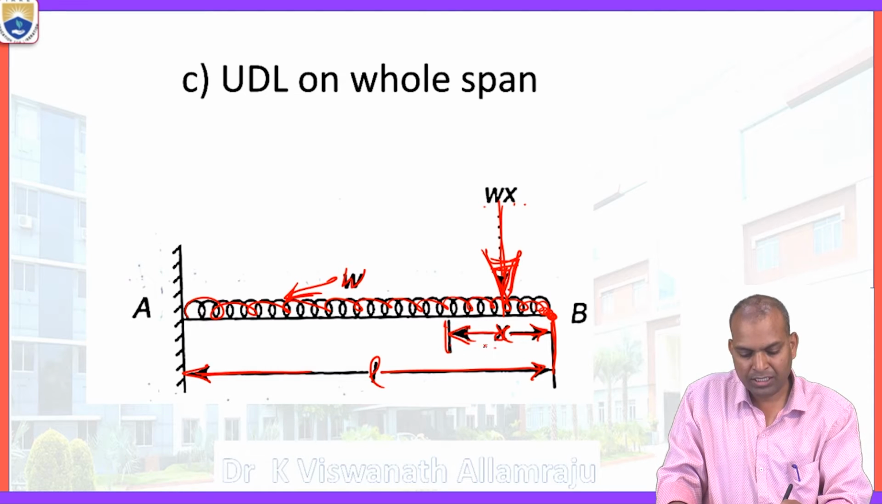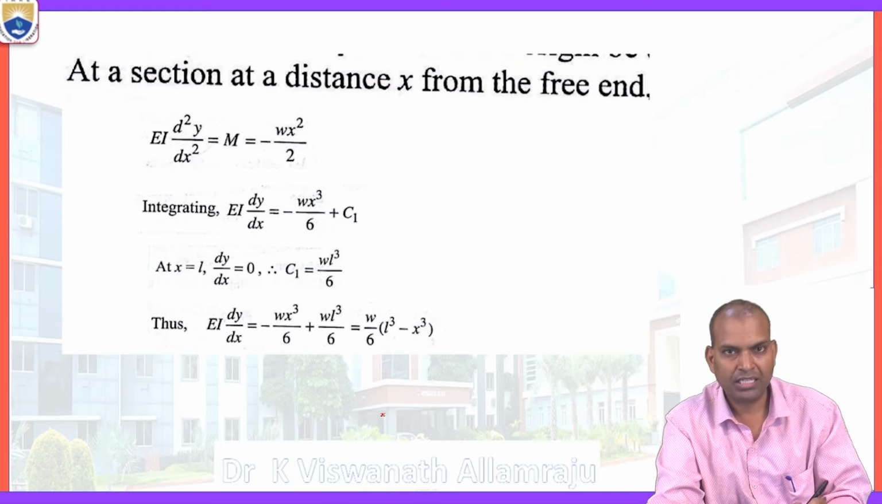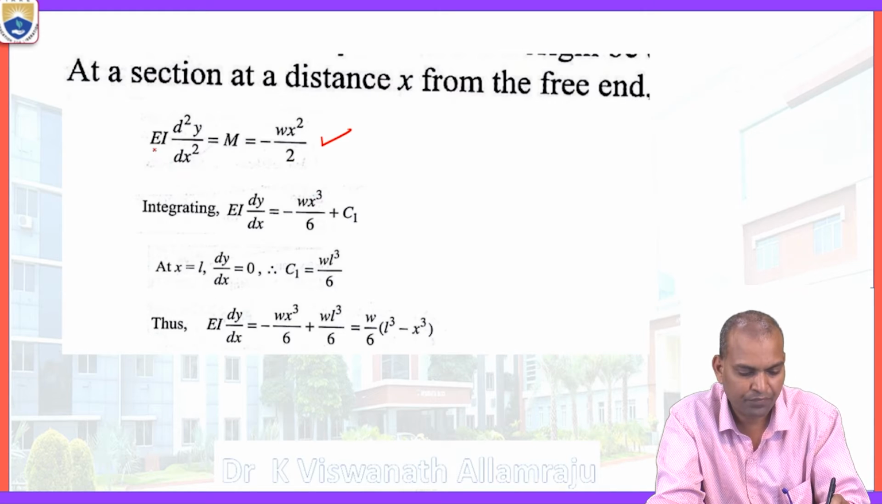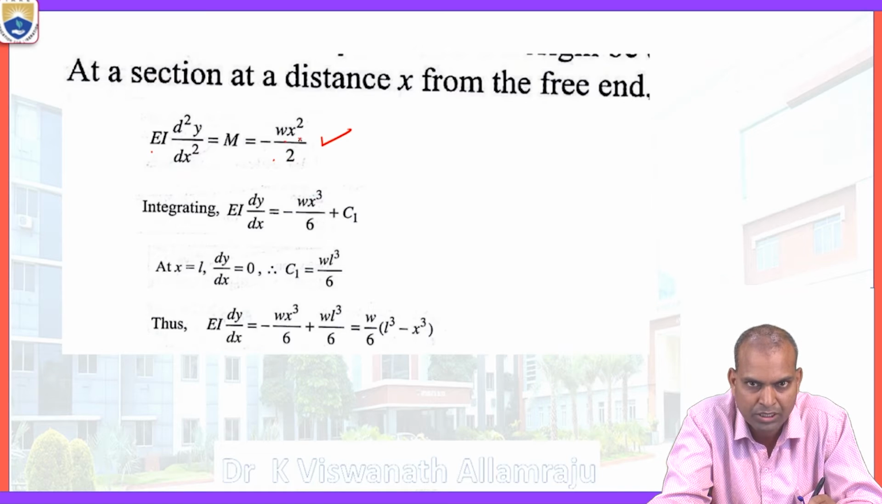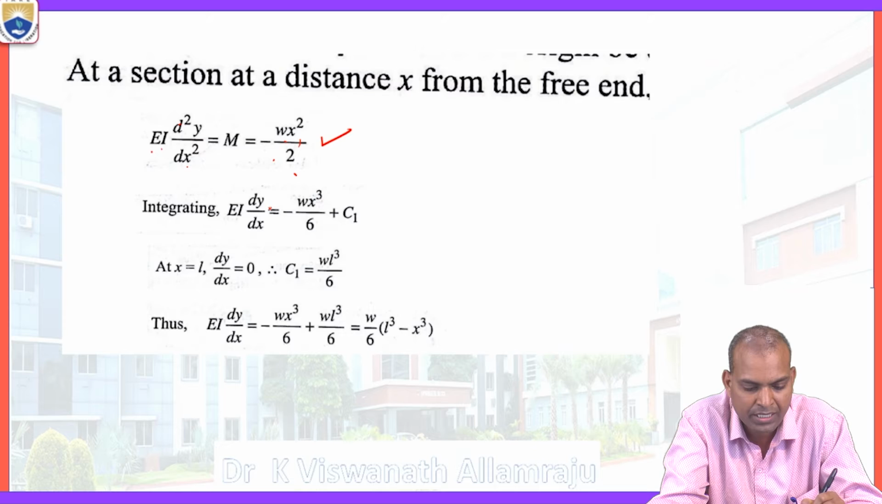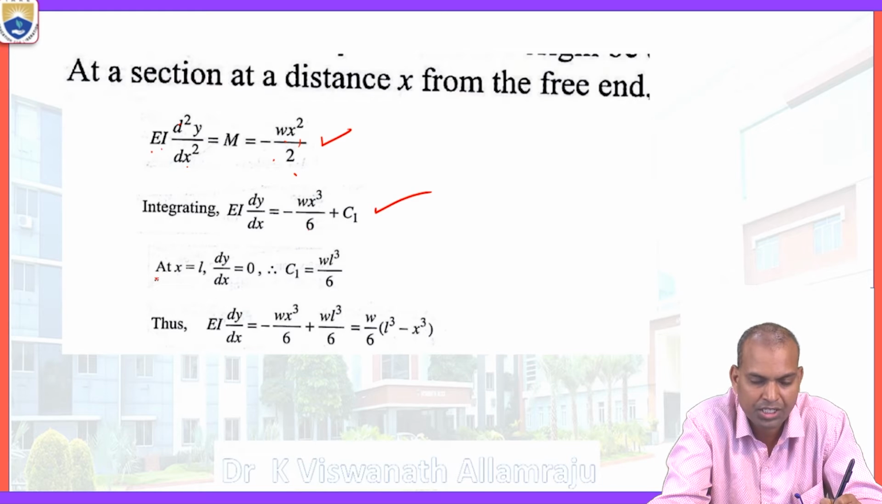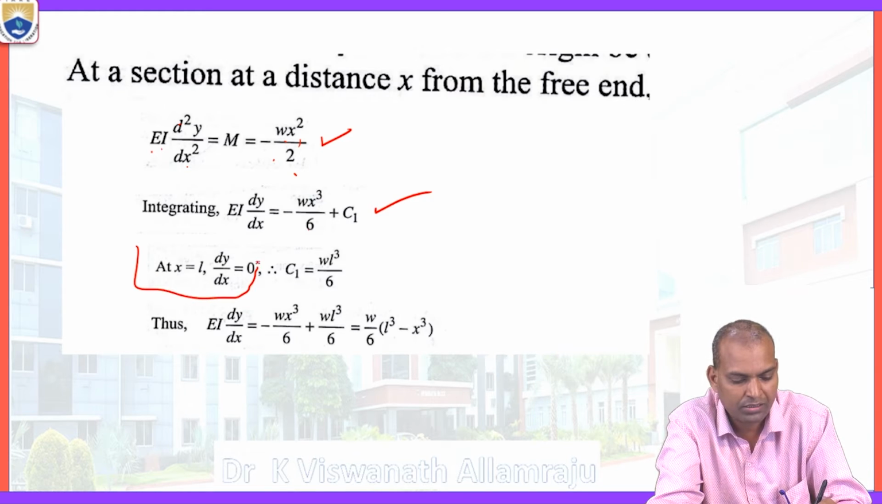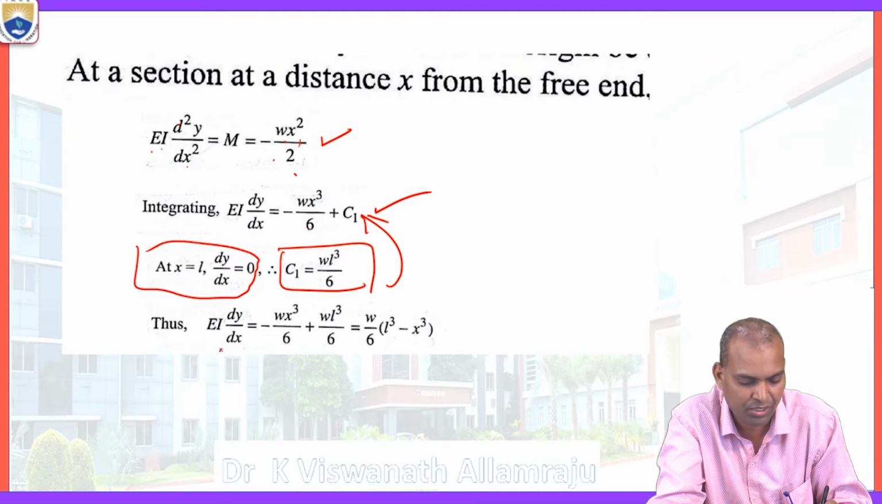Consider bending moment at a distance of x. At a distance of x, that is small w x square by 2. EI times d square y by dx square equal to minus wx square by 2. So integrating this equation, EI times dy by dx equal to minus wx cube by 6 plus c1. How to calculate that c1 constant of integration? At x equal to L, dy by dx equal to 0. Then c1 becomes wL cube by 6. Substitute wL cube by 6 in the place of c1.